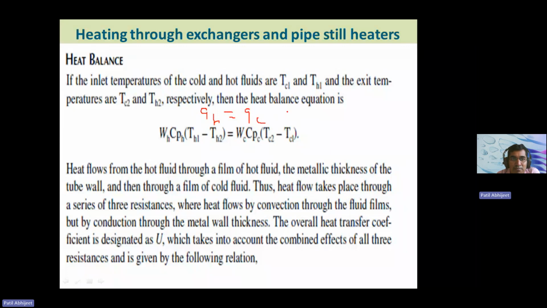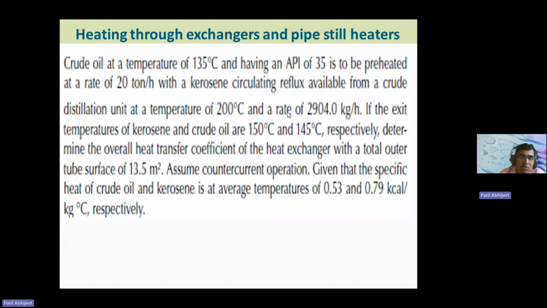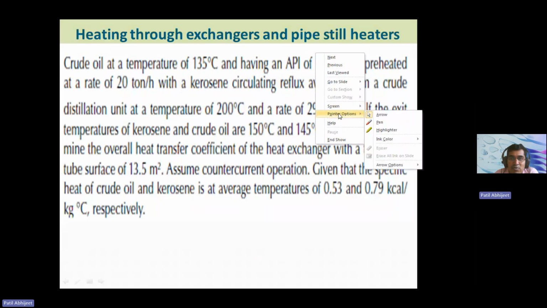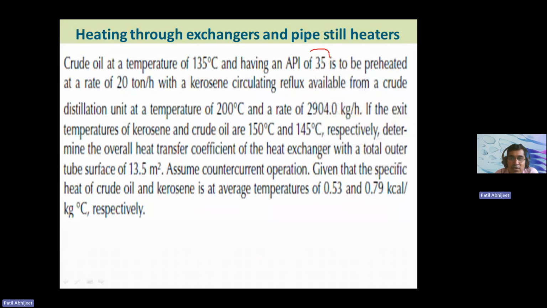Let us see the example over this. Now this is the example for a particular crude oil. You can note it down. Crude oil at a temperature of 135 degrees Celsius, having an API of 35 degrees. See what is mentioned in the problem statement: the API is the most important property based on these considerations. So crude oil at 135 degrees Celsius having an API of 35 is to be preheated at the rate of 20 tons per hour. So 20 tons per hour is the mass flow rate for the crude oil.